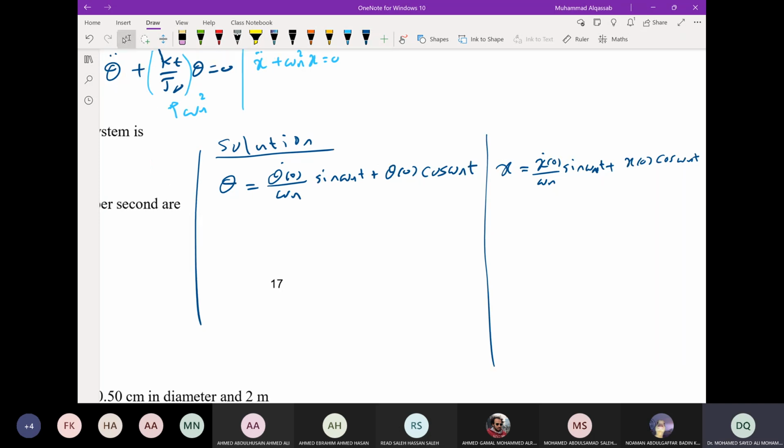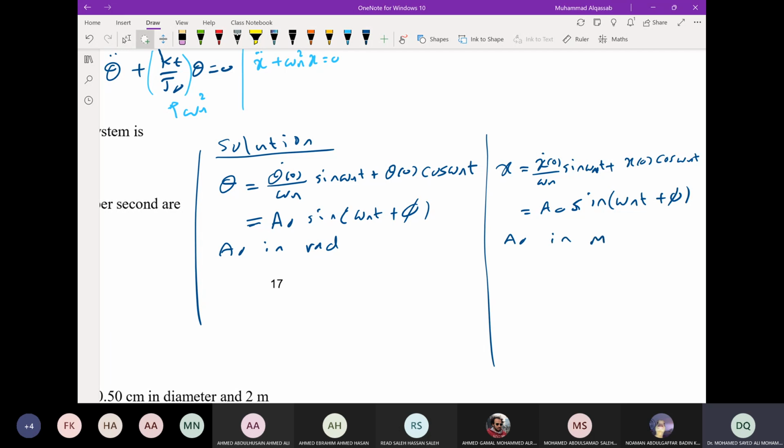Also you can write this as A0 sine omega n t plus phi, but this A0 is in radian. When we did the same thing for x, it was A0 sine omega n t plus phi, with A0 in meter or millimeter. So the same equation, the same response equations, but the units are different, because the differential equation is the same.